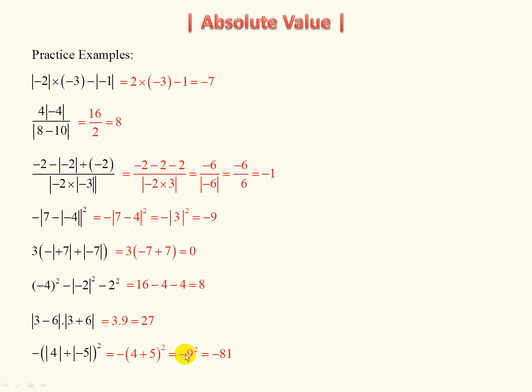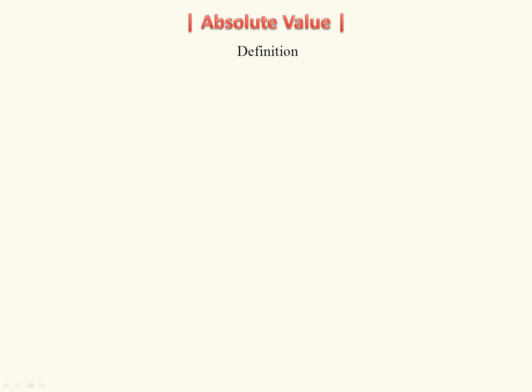Let's look at the definition of absolute value. Here we are. What it says is that the absolute value of a number, the number is not affected if the number is greater than or equal to 0. If the number is less than 0, then its sign is changed, i.e. changes the sign.